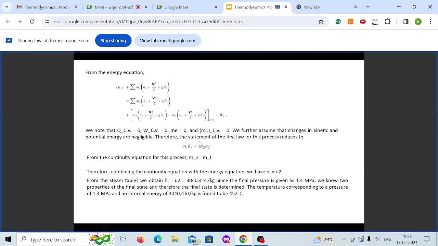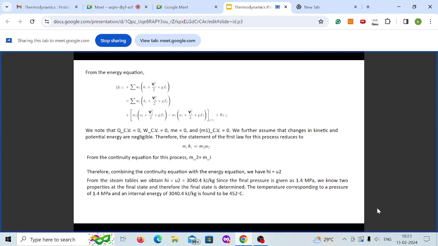So now if you apply a mass balance across this control volume, you will find out that the mass which is coming in, Mi, is the mass which is there in the system at state 2. So Mi will be equal to M2. So you can remove this Mi and M2. So this will become Hi equals U2.